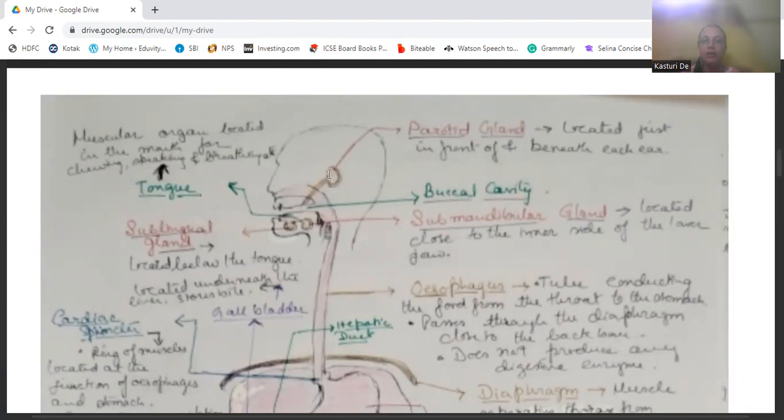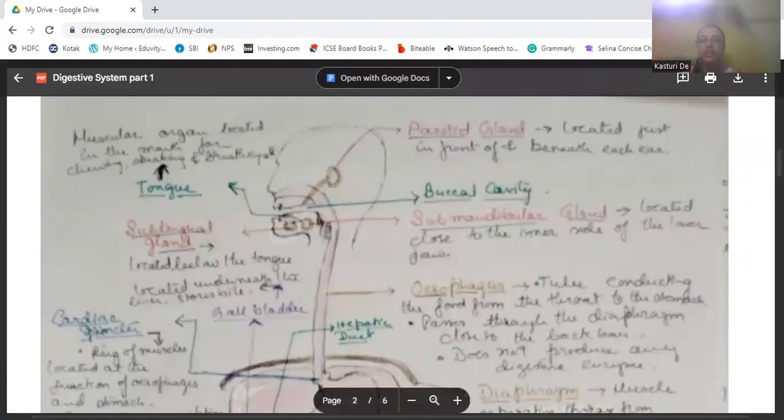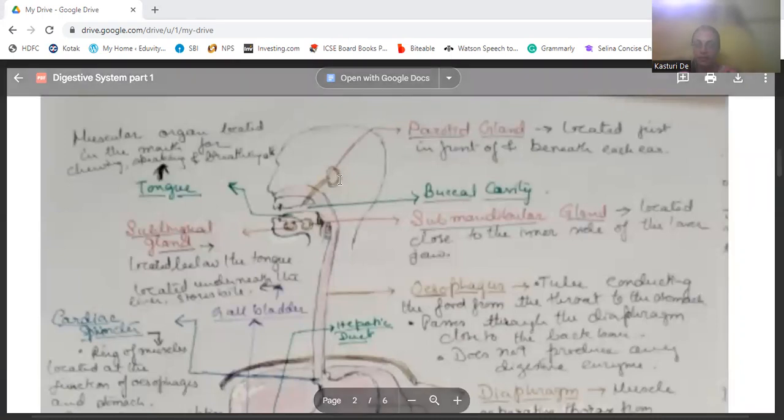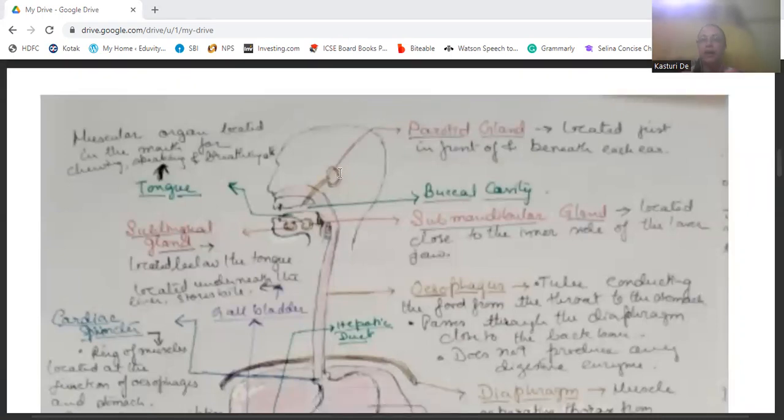Here is the parotid gland just beneath each ear. Both sides we have it. The parotid gland is in front of and beneath the ear. So this is the first salivary gland.